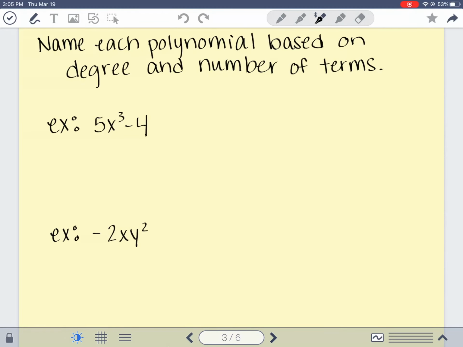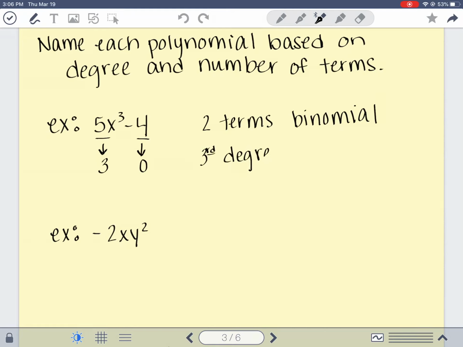All right, so we are going to look at naming each of these based on degree and number of terms. Okay, so if we look, we've got 2 terms. That one's the easier one. It's got 2 terms, so this would be a binomial. Now we have to look at our degrees. So here in the first one, we've got just a degree of 3. And remember, a constant always has a degree of 0. So it's 3rd degree, which we call cubic.